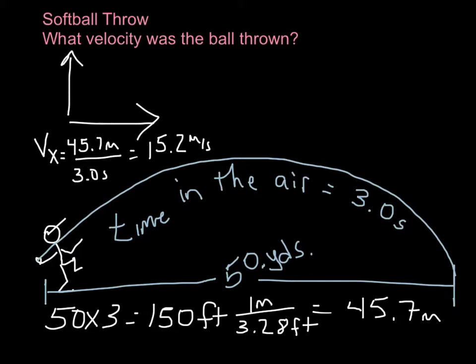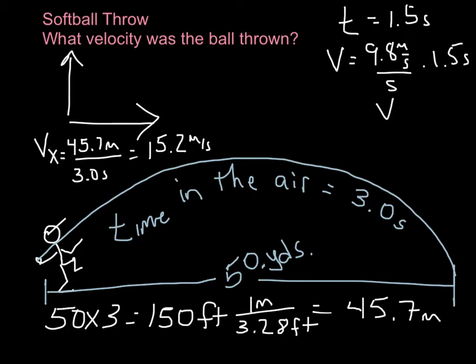Now 3 seconds in the air means 1.5 seconds of falling time. So the falling time is 1.5 seconds. In 1.5 seconds, we know gravity will speed something up 9.8 meters per second every second that it falls, times the 1.5 seconds of falling, means that ball came down with a velocity of 14.7 meters per second. If it came down at 14.7 meters per second, then it went up at 14.7 meters per second.